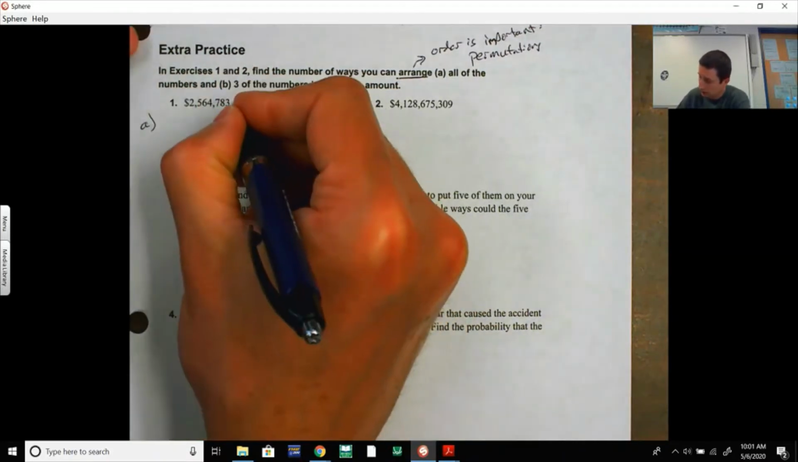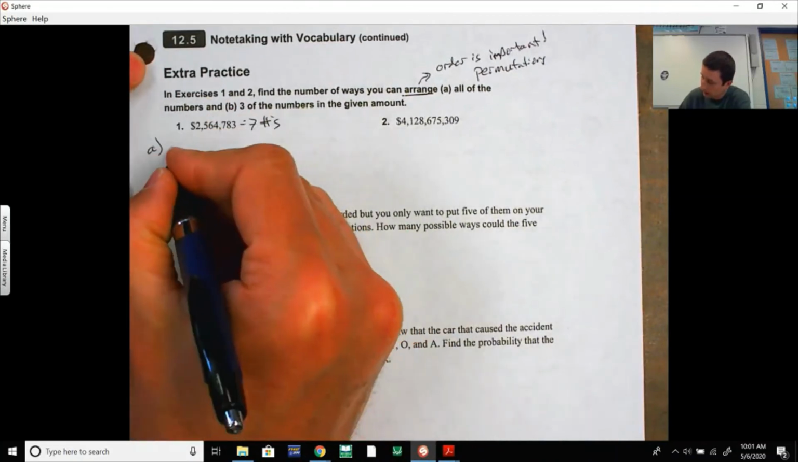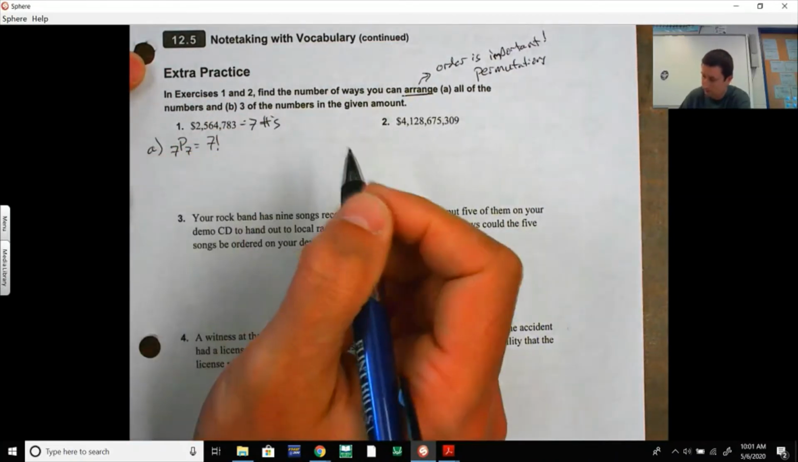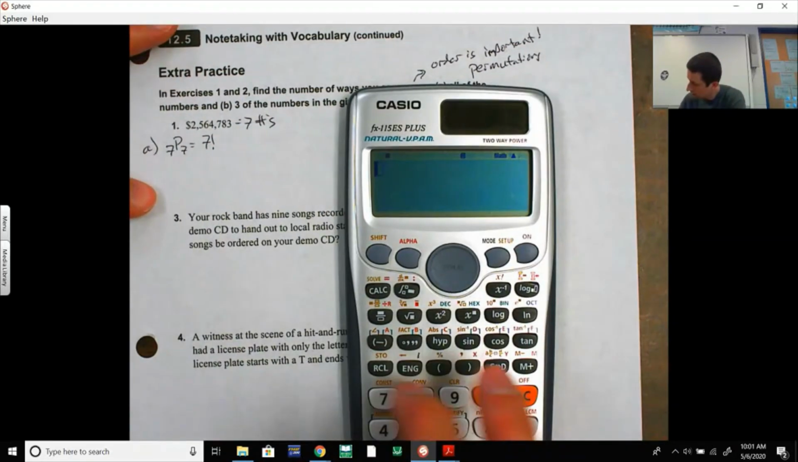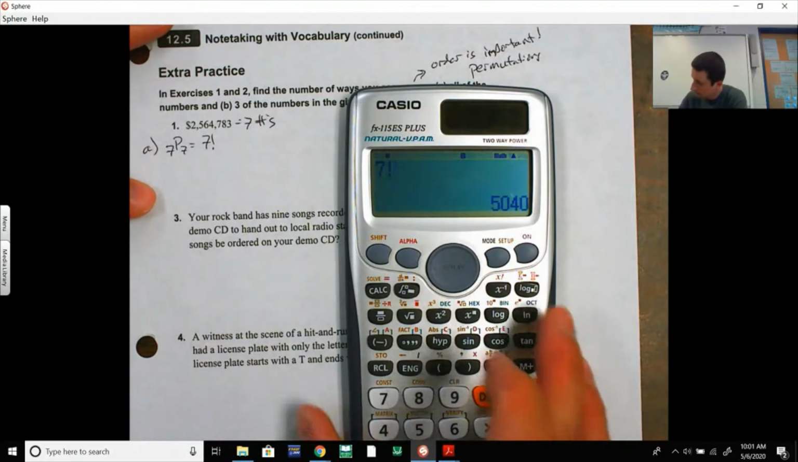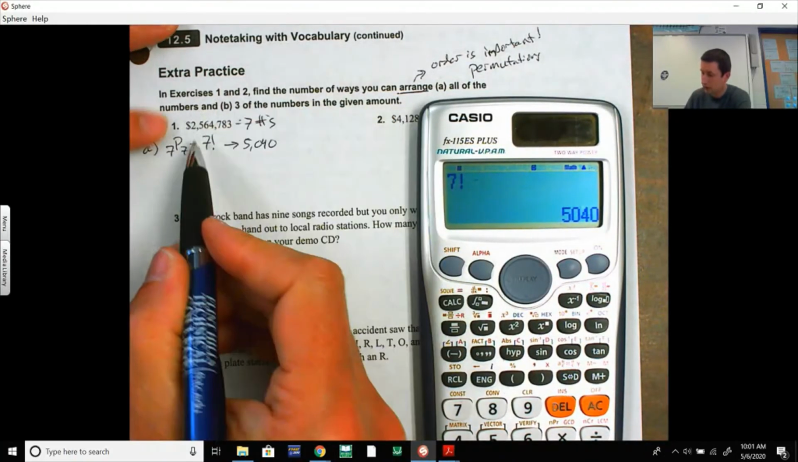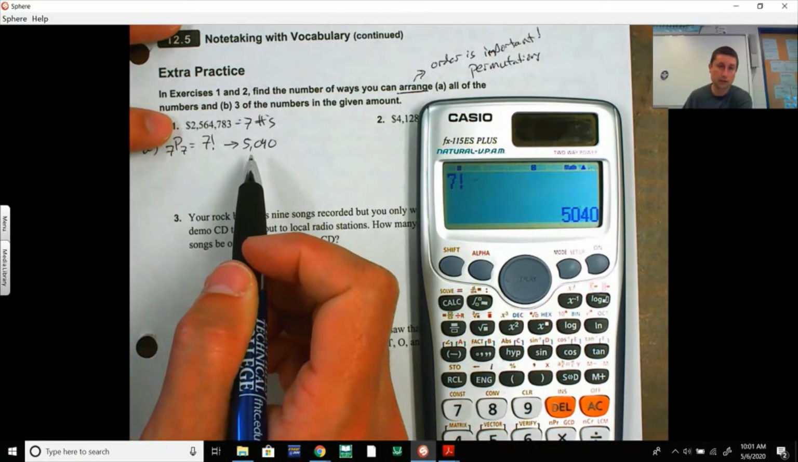So for A, we're arranging all these numbers. Now there's 7 numbers here. So for A, we had to have 7 permutated 7 times. That is just 7 factorial. So 7 factorial is 5,040. So if you're just taking 2, 5, 6, 4, 7, 8, and 3, there are 5,040 ways you can arrange those 7 numbers.